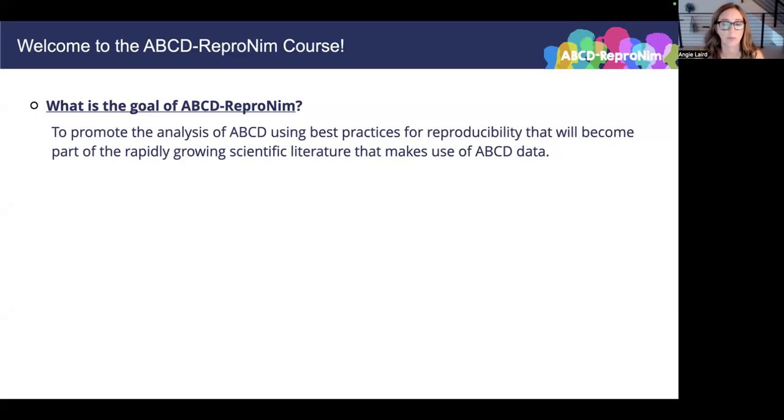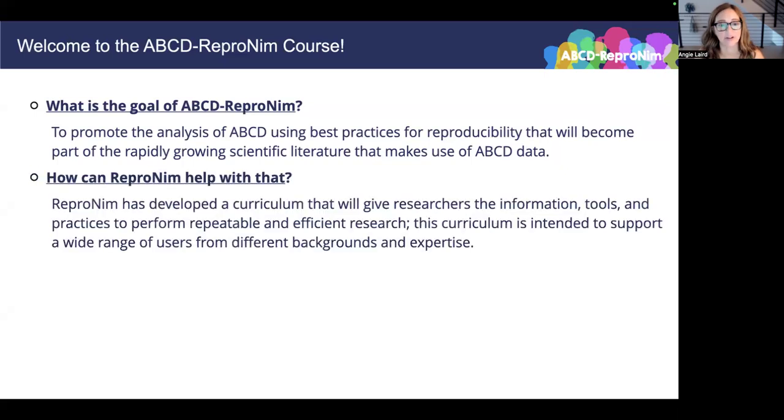So how can ReproNim help with that? Well, ReproNim has developed a curriculum that will give researchers information, tools, and practices to perform repeatable and efficient research, and a map of where to find the resources for deeper practical training. ReproNim tools and services are intended to support a wide range of users with varied backgrounds, from applied users with minimal experience working with computational tools to those with extensive experience in programming and imaging technologies.